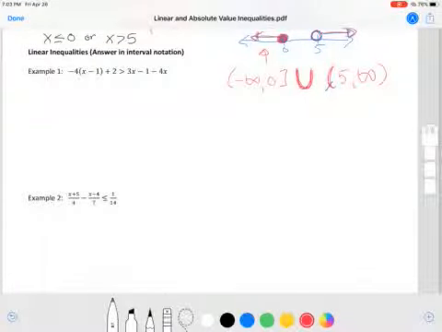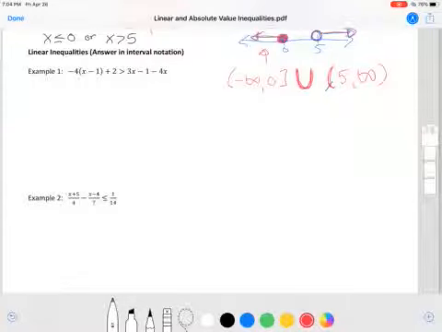Okay, now that we have reviewed interval notation, what we're going to do is solve linear inequalities, and then we're going to write our answer using interval notation. When we are solving linear inequalities, we solve them just like we were solving a linear equation, with the one extra rule: if you multiply or divide by a negative number, you have to switch the direction of the inequality sign to keep the statement a true statement.